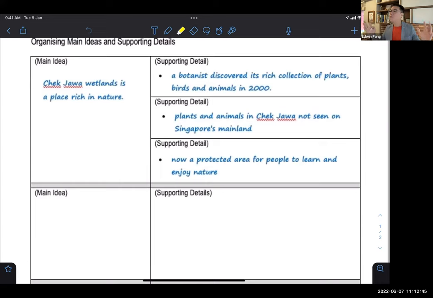In the whole story on Chek Jawa, in the whole writing on Chek Jawa, how many main ideas do you think there are? Can there only be one main idea, or are there many main ideas?